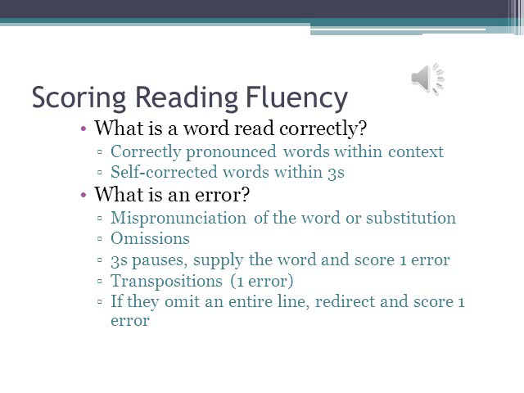Transposition, so they swap the order of 2 words. We don't count it as 2 errors. We count it as 1 error as long as they read both words correctly. If they omit an entire line in the reading, typically what we do is we redirect them and then score that as 1 error. What's important to note is that these are the traditional CBM reading rules, and you would use these regardless of what reading passage you select. If you choose to use a system like AimsWeb or DIBELS, then you want to make sure to review the rules through their administration booklets, which sometimes slightly differ from these traditional rules.